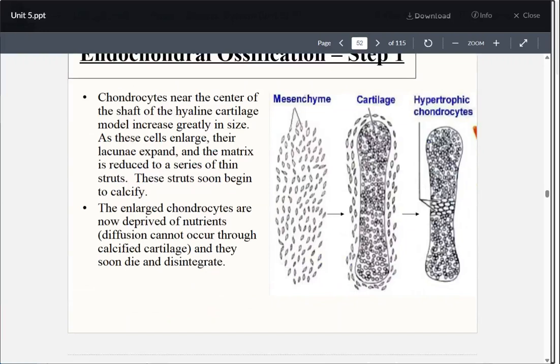So we're still going to have our mesenchyme. Our mesenchyme cells are going to create cartilage. Specifically, it's going to form chondrocytes near the center. They're going to increase in size. As they enlarge, they're going to form lacunae, and they're going to reduce their matrix until they become thin struts. These struts will then eventually begin to calcify. This will deprive the enlarged chondrocytes of nutrients, since diffusion cannot occur through calcified cartilage, and they'll die and disintegrate.